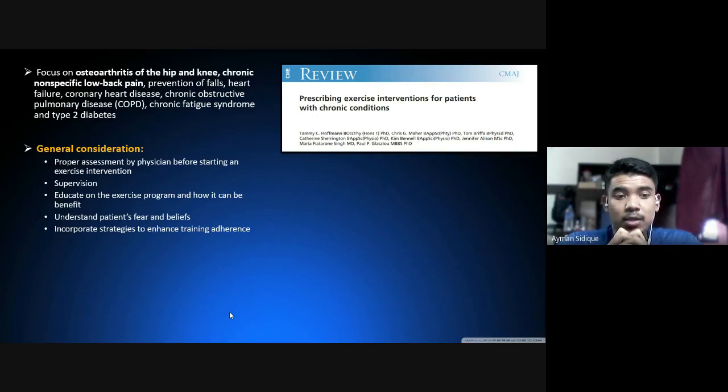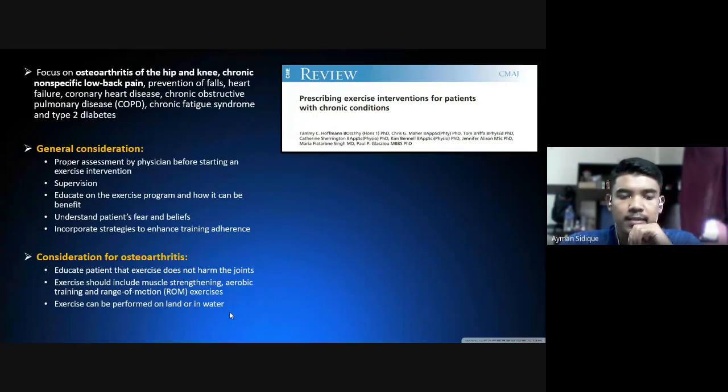And lastly, incorporate strategies to enhance training adherence. This is the important part, which is to sustain long-term training for this population. So health professionals need to put in effort in incorporating strategies that can help them adhere to that specific exercise program.